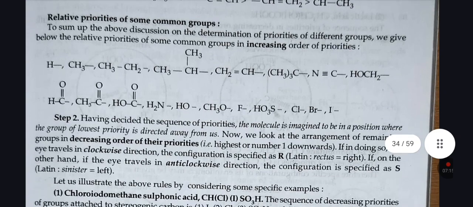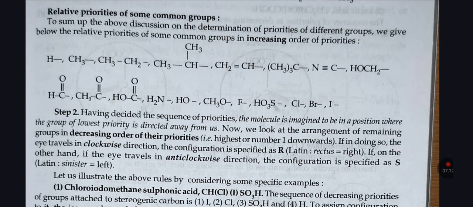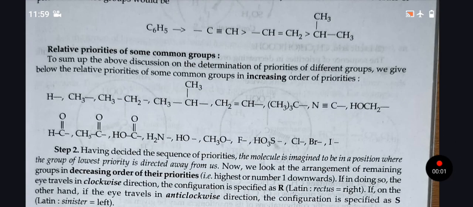Relative priority of common groups. To sum up the given discussion on the determination of priorities of different groups, we give below the relative priorities of common groups in increasing order of priority. These are the priority groups in increasing order.